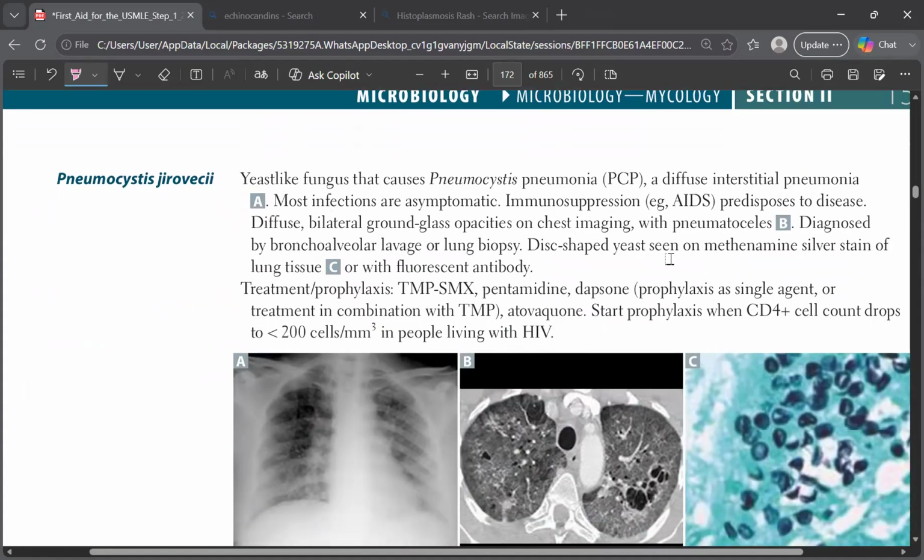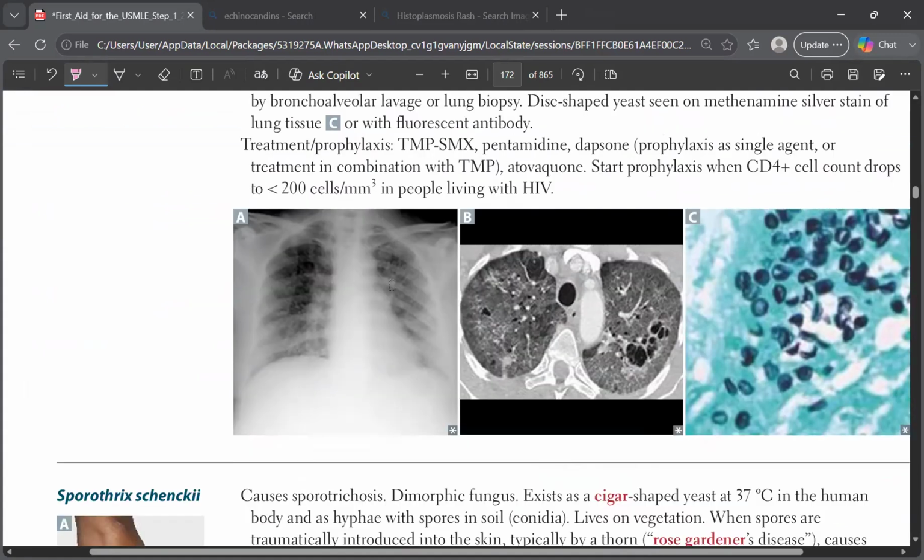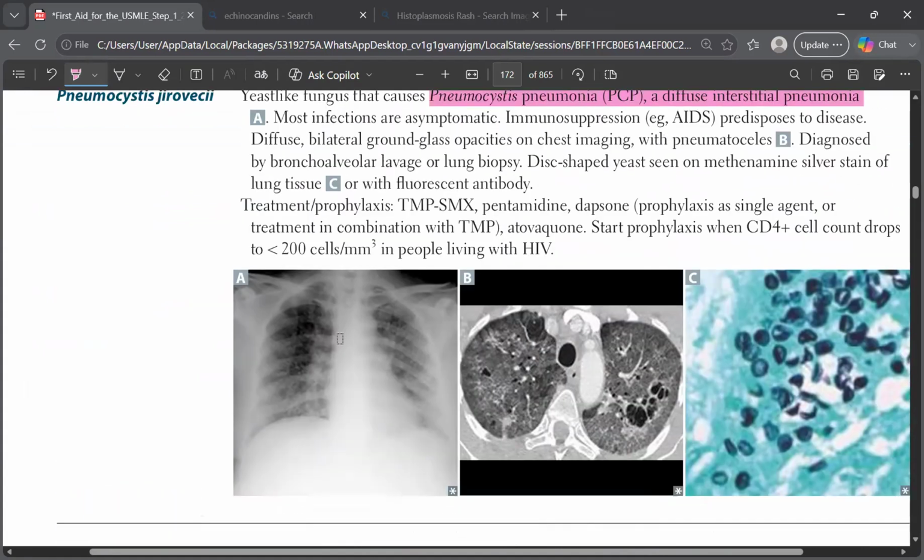Then we have Pneumocystis jirovecii, which is a yeast-like fungus that causes Pneumocystis pneumonia, PCP, a diffuse interstitial pneumonia, which is shown here. An important thing about it is that most infections are asymptomatic. Interstitial pneumonia means that there are going to be no consolidation on the chest X-ray. The most you're going to see is something called ground glass appearance.